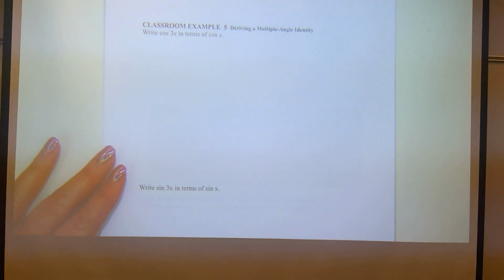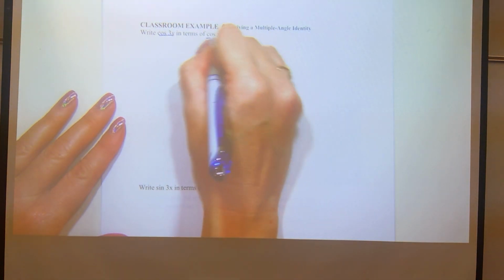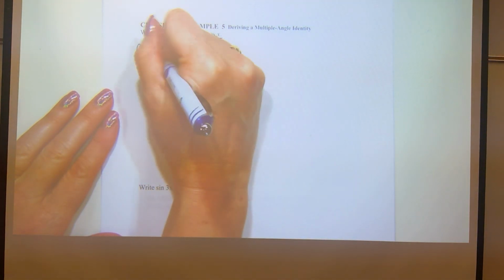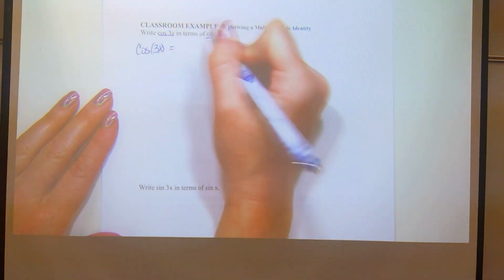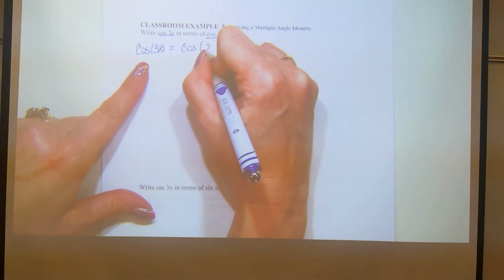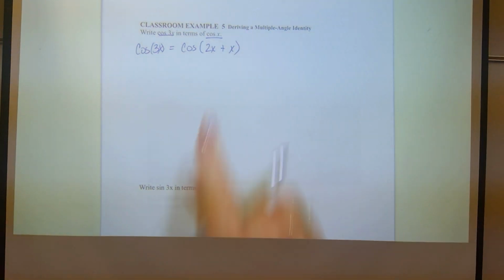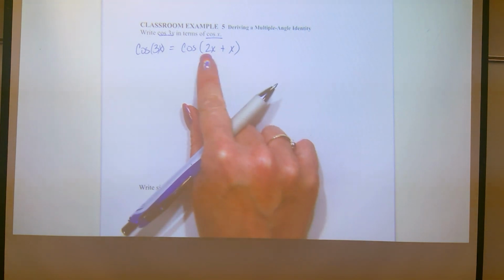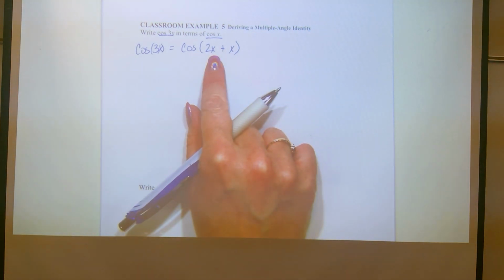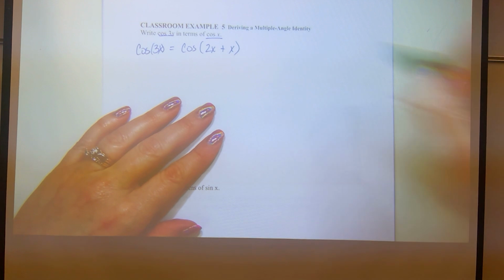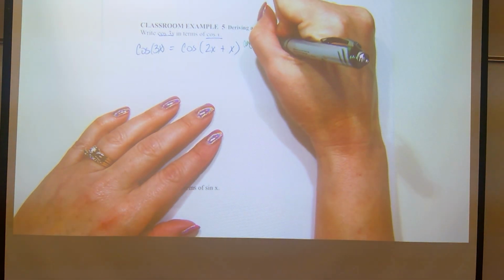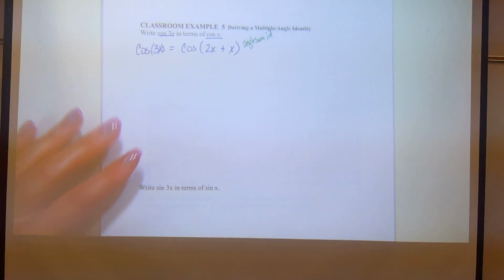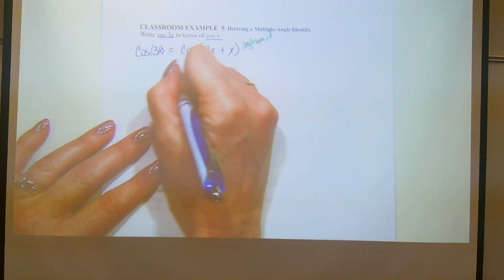We need to write cosine of 3x in terms of cosine x. So we need to get that triple angle out of the argument. Well, cosine 3x, I can't work with that. But if I split it apart and think of 3x as 2x plus x, because 2x plus x is 3x, this is just an angle sum identity with a double angle thrown in. So I'm going to start by addressing my angle sum identity. It's a cosine angle sum identity. So let's fill that in.